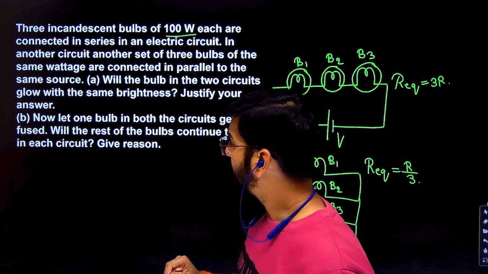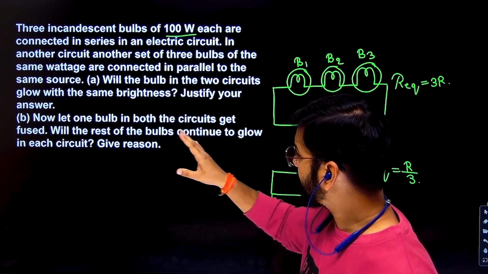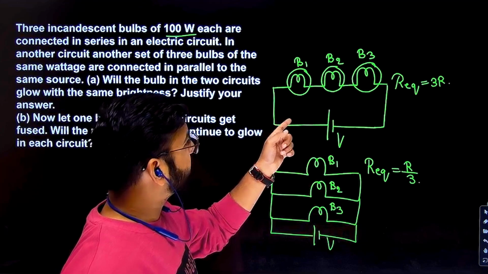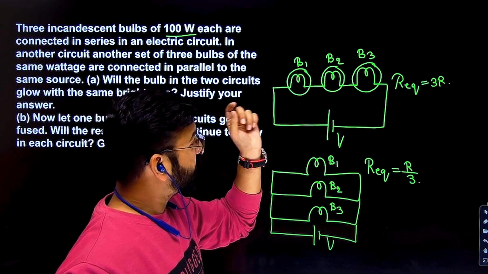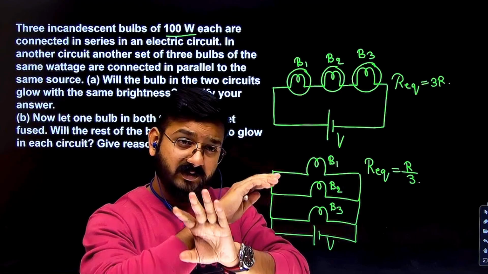So the answer is parallel. Now they are telling that now let one bulb in both the circuits get fused. Will the rest of the bulbs continue to glow in each circuit? Let's understand that. So in series, let's assume that B2 fuses. The moment one of the components fuses in a series circuit, the circuit will be broken.